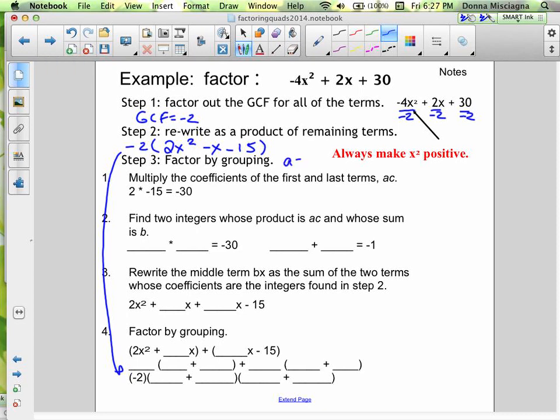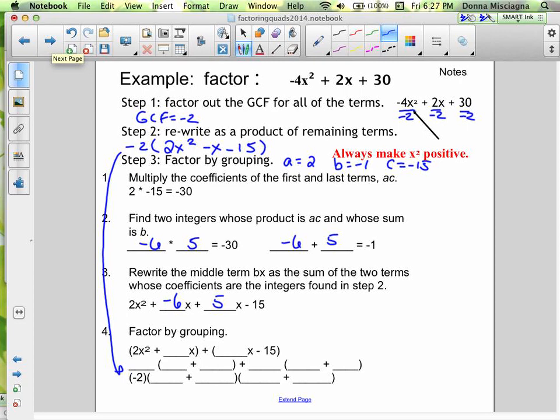So A is 2, B is negative 1, and C is negative 15. 2 times negative 15 is negative 30. We need two numbers that multiply to give us negative 30, but add to give us negative 1. So they have to be 1 apart. Right? That's got to be negative 6 and 5. They're 1 apart, and they multiply to give us negative 30 and add to give us negative 1. So we replace that negative x with a negative 6x and a positive 5x. Notice it still has the same value.